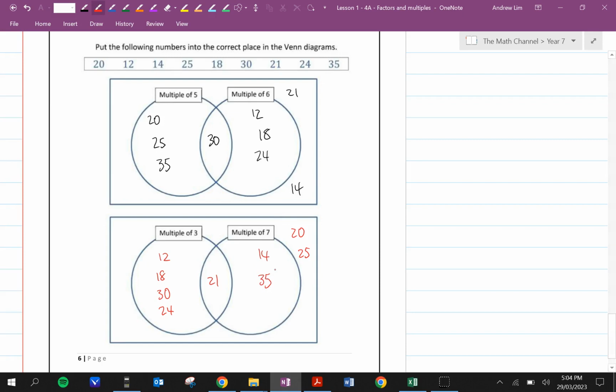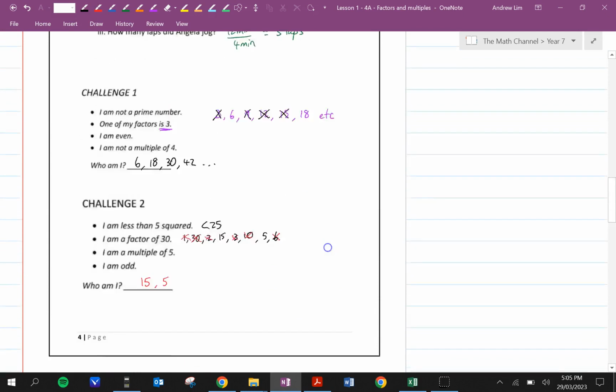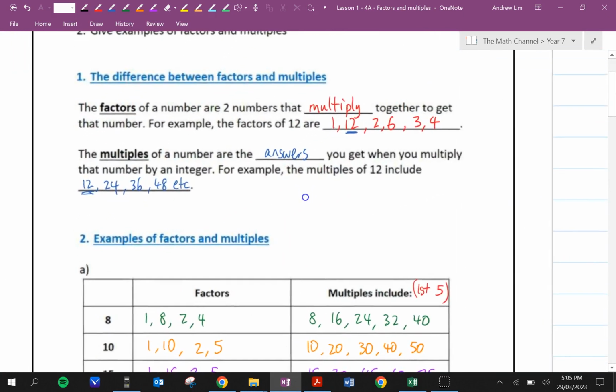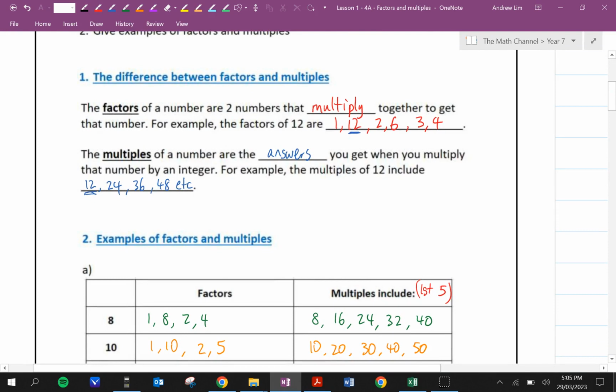So that's it for this video. I hope you found it helpful. I hope you now know how to explain what the difference is between a factor and a multiple. So just to recap, factors are two numbers that multiply together to get that number. And the highest factor is always the number that we are using. Whereas for multiples, there's an infinite amount of answers, but basically they are the answers we get when we multiply the number by any integer, by any whole number. And the lowest multiple is always that number.